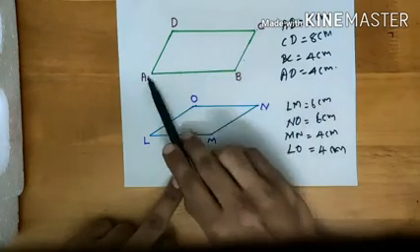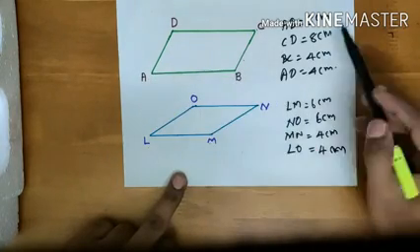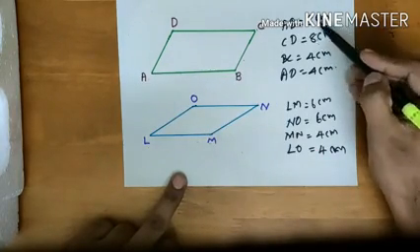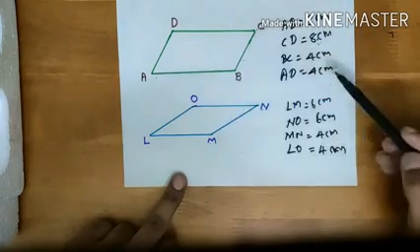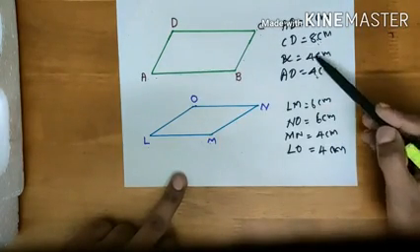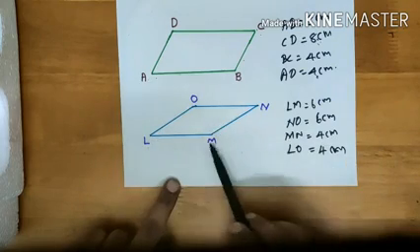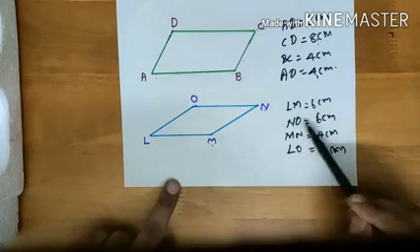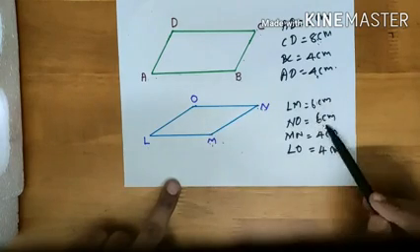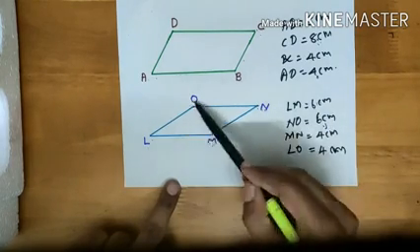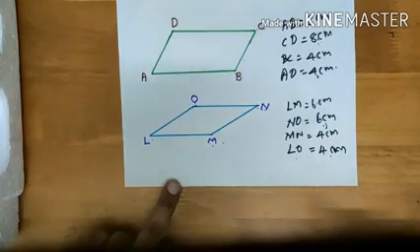AB and CD. What is the opposite side of AB? It is CD. Look at its length. Same. What is the opposite side to BC? It is AD. And look at this length. It is also same. Here LM, ON. So LM, ON or NO has equal length. MN and LO has equal length.